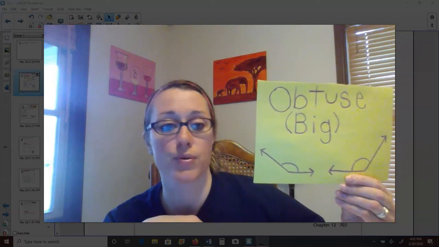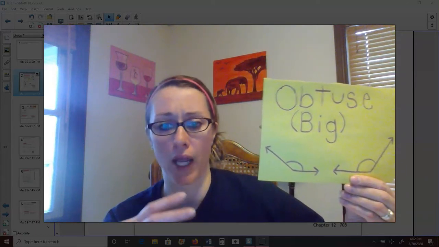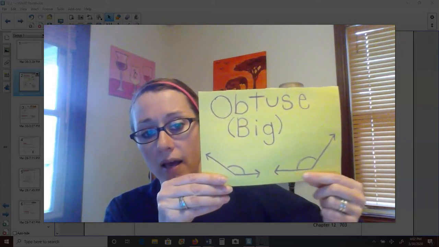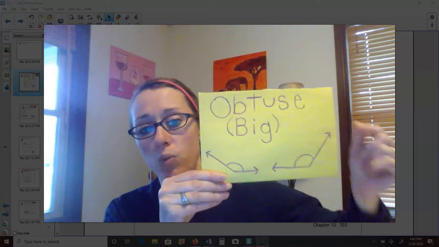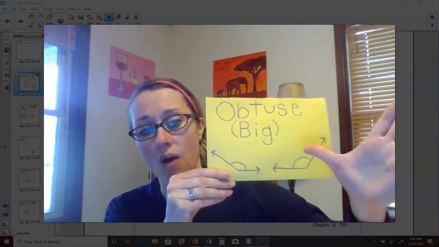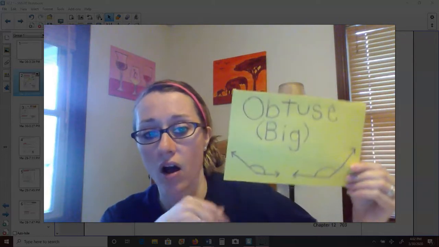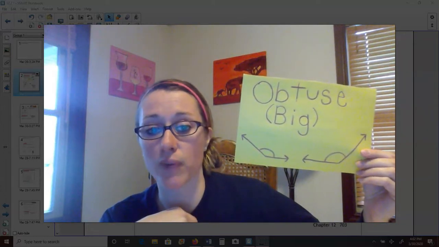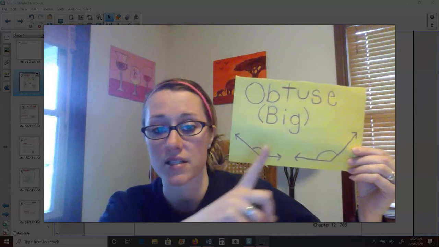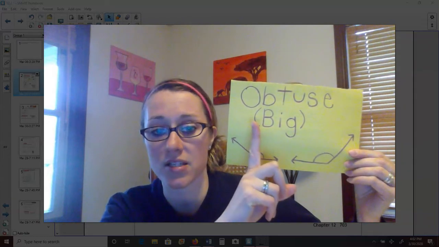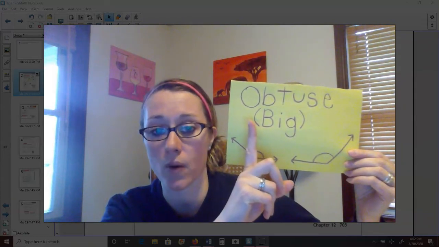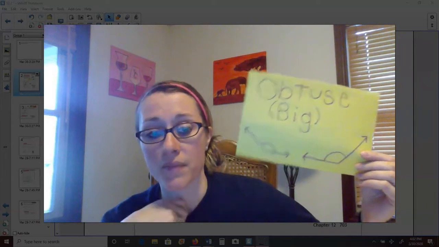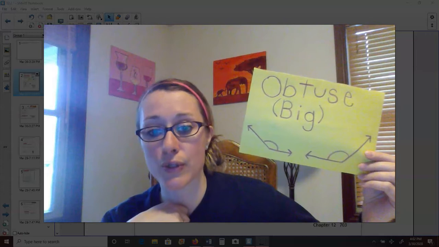Obtuse. Obtuse is a word that means big. So these angles, if you look at how they are opening up, they are really wide. They're stretching out. So those angles are called obtuse angles. They are greater than 90 degrees because a perfect 90-degree angle forms a perfect corner, but this one is opening up more. So it is obtuse.